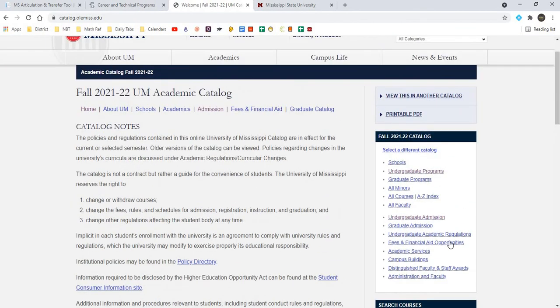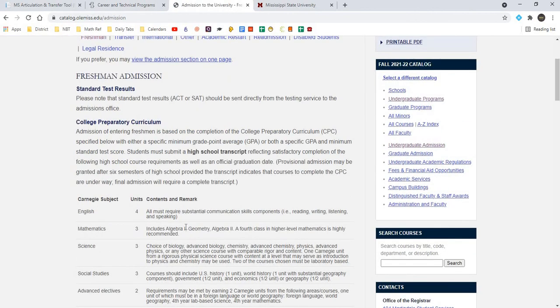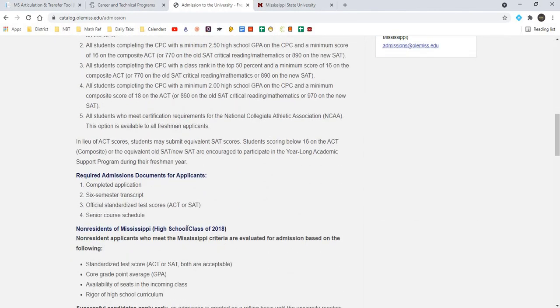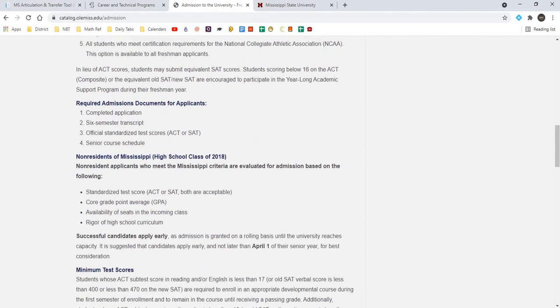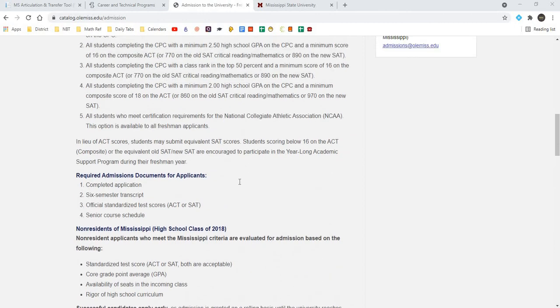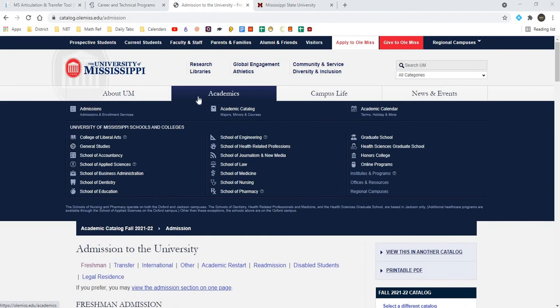Okay, so we have the academic catalog. Let's look under undergraduate admissions. It shows you what you have to be admitted to the program. So this is a really important piece of information. This is just general information.